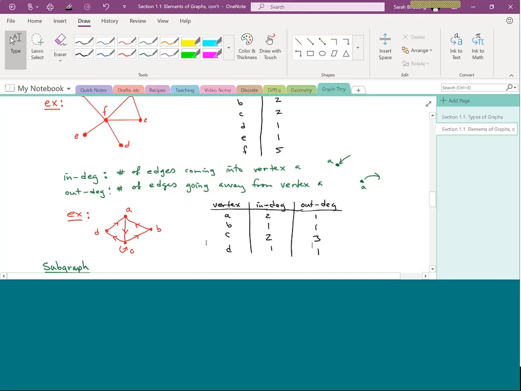All right, so that's the basics of degrees. That's the basics of incidence and adjacency. So the next thing is actually a different topic. Any questions before I move on?